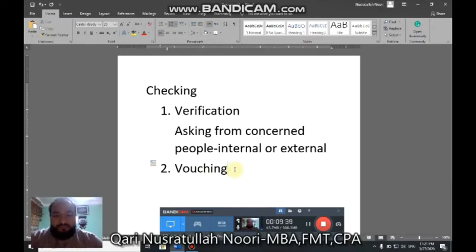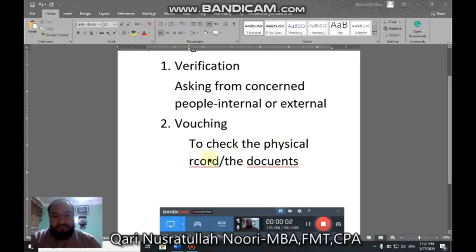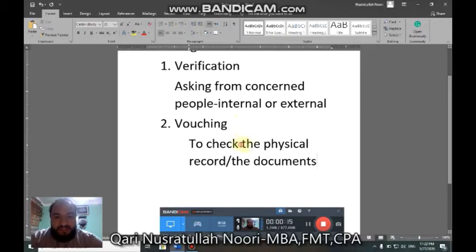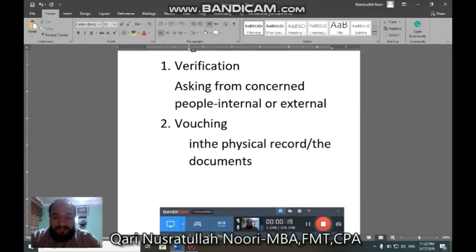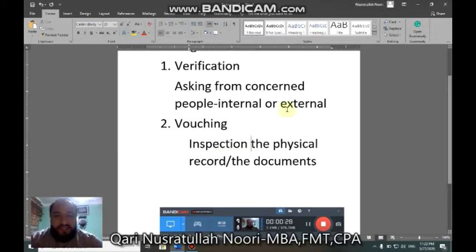So what does vouching mean? Vouching here means to check the physical record or the document, right? Vouching means to check the physical inspection, right? You know, inspection, I mean physically looking at the documents. So every transaction should have proper documentation on its back, right? For example, you have purchased something, there should be a purchase order.